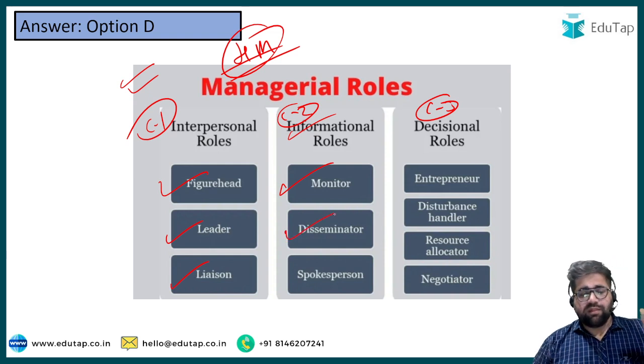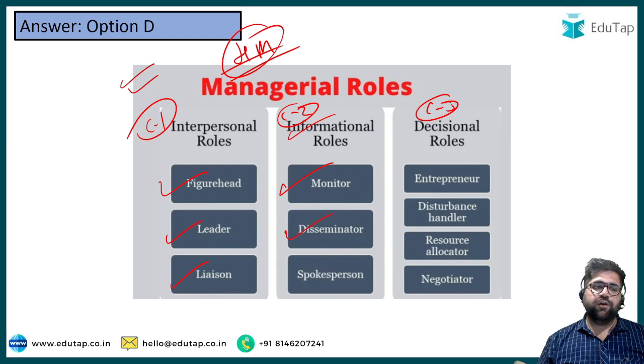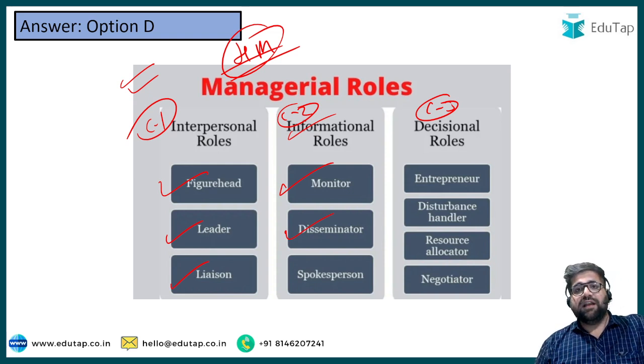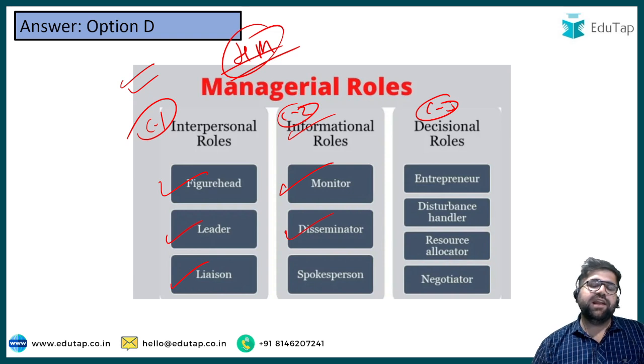Disseminator. Under this particular function, if information is received by a manager, then the manager will try to, I would say, spread that particular information to his subordinates. For example, if the top brass of the company has told the manager that we need to increase the production, so the production manager will now try to spread the targets to the subordinates.